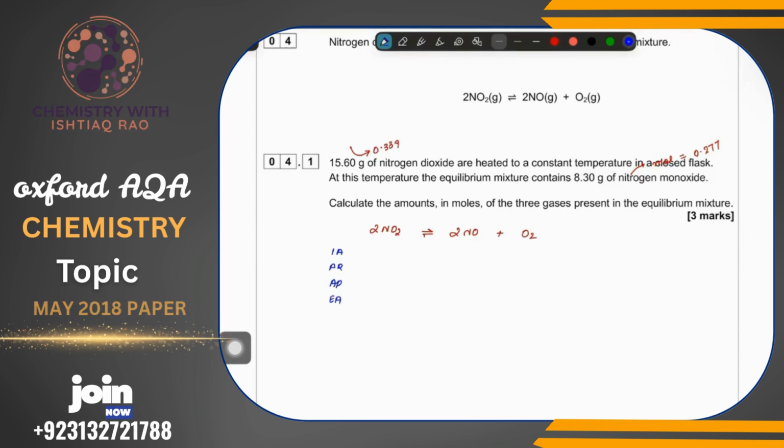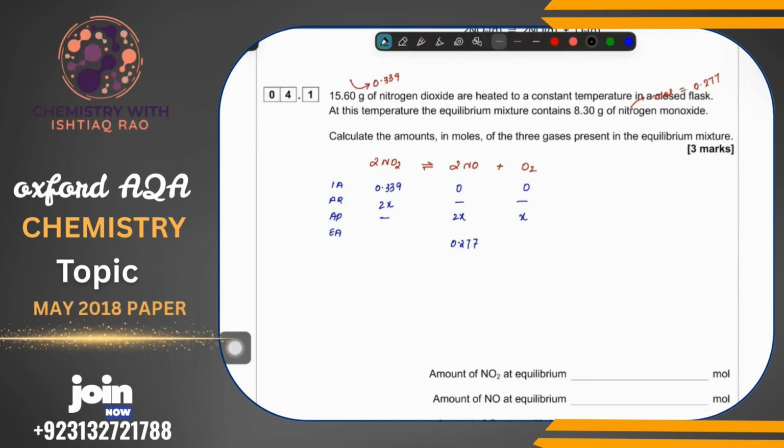So initial moles of NO2 is, sorry, 0.339. Amount reacted 2x, amount produced 2x. Equilibrium amount of NO is going to be 0.277. Then I'm going to find the equilibrium amount of O2 and NO2. That's going to be 0 plus 2x is equal to 0.277, so x is equal to 0.277 by 2. What's the answer?